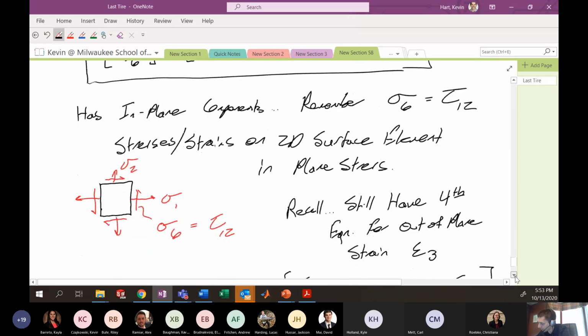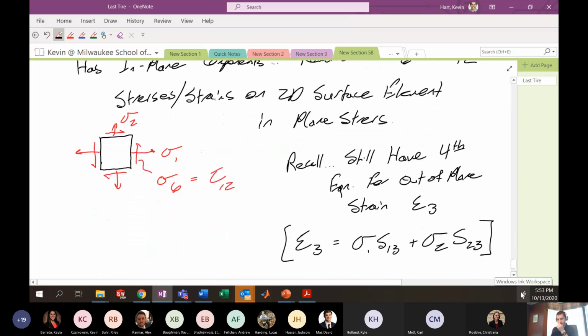So thanks for that reminder, Jack. Don't forget that that equation generally exists. That's because strain in the 3 direction still exists, even though the stress in the 3 direction does not.